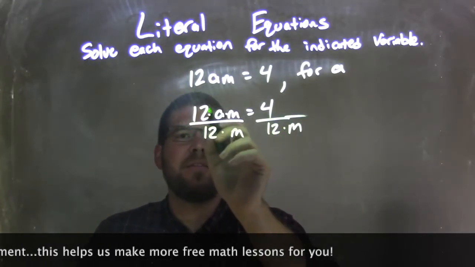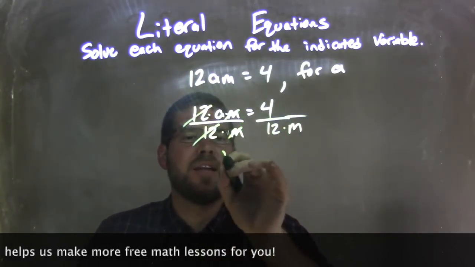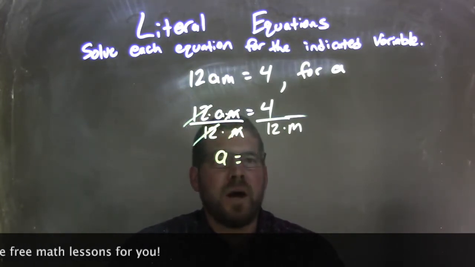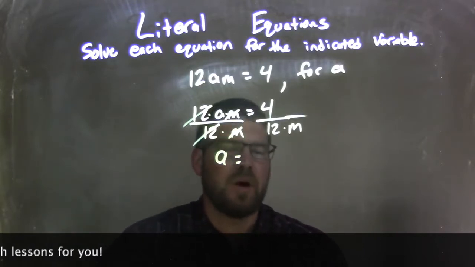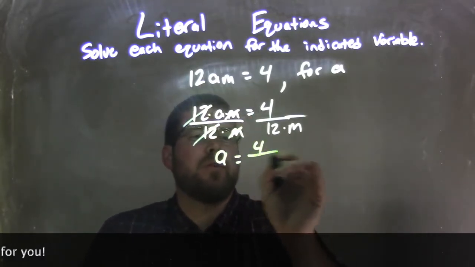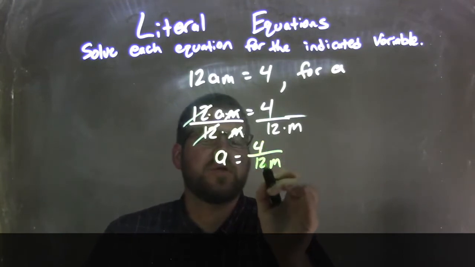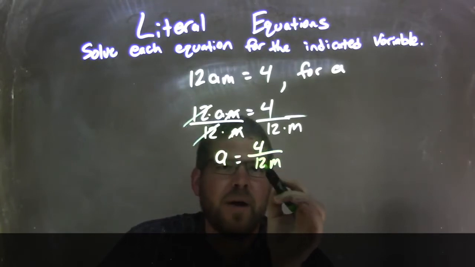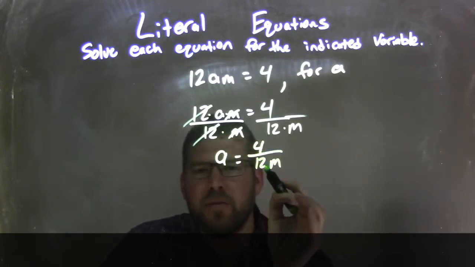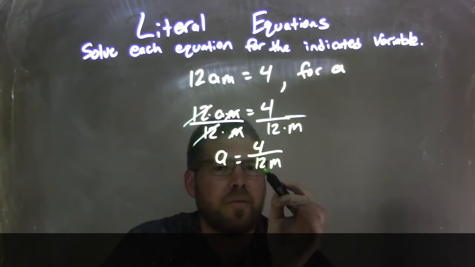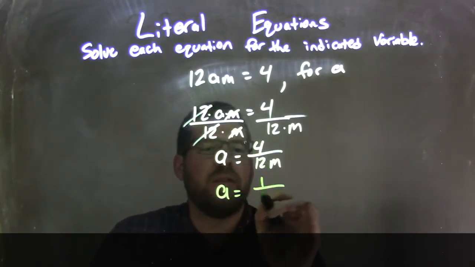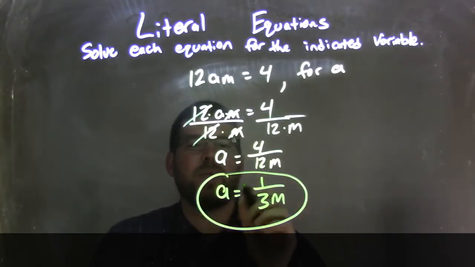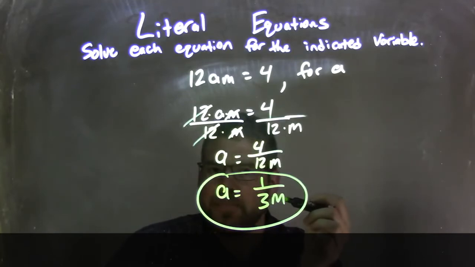What that does is eliminate the 12s, eliminates the m, leaving me with an a by itself on the left, and now I have 4 over 12m. Well, let's rewrite that here. 4 and 12, well, what's 4 divided by 12? If I divide both by 4, I have 4 divided by 4 is 1, and 12 divided by 4 is 3. So I can simplify 4/12, the fraction, into 1/3, and then the m stays there. So we have a final answer here of a equals 1 over 3m.